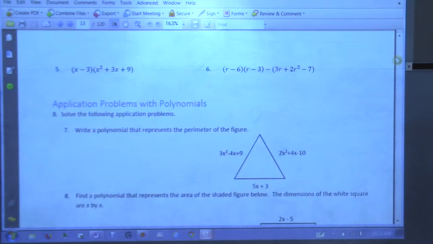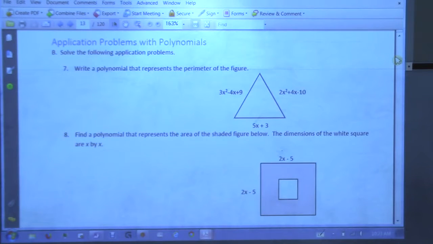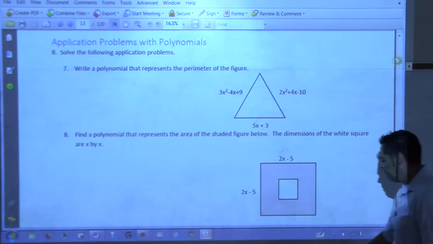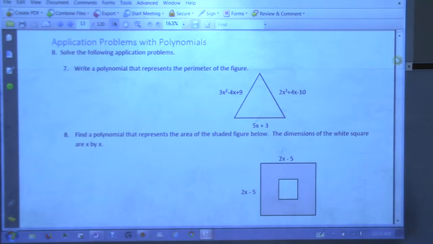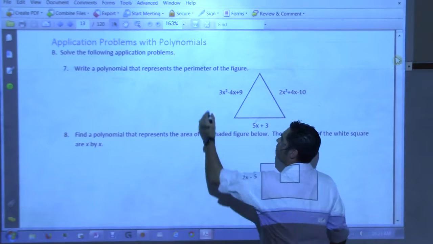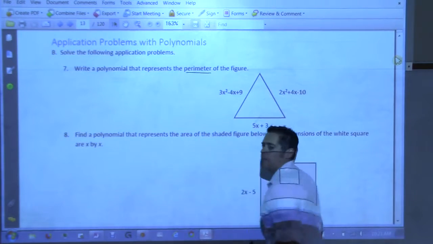And now we're going to look at some little word problems with some geometry in them. All right, so we need to establish a couple of things first, some language here. Do we all know what the perimeter of something is? The perimeter.